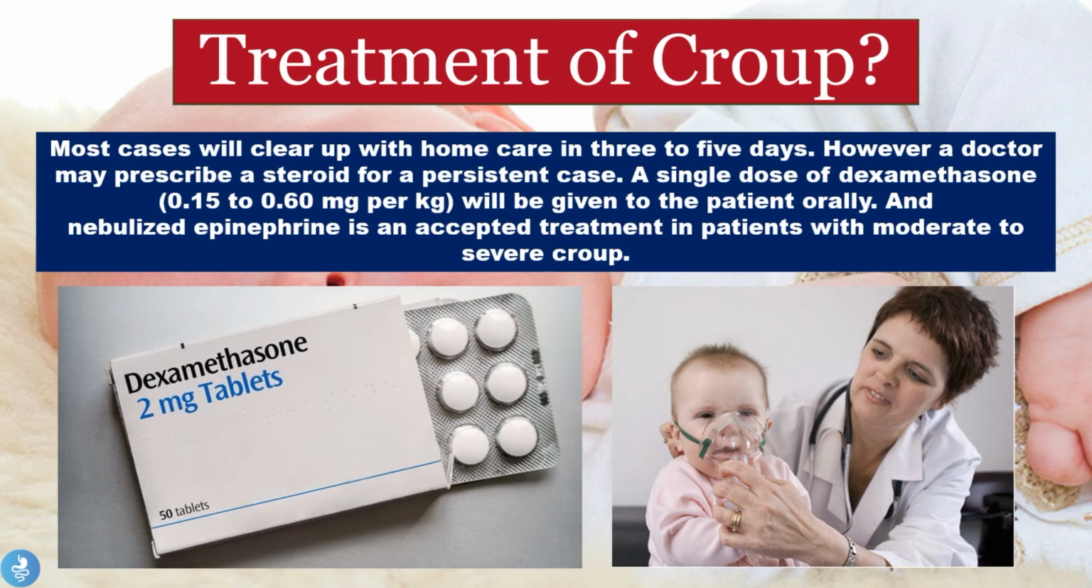And finally, let's talk about the treatment of croup. So most cases of croup will clear up with home care in about 3 to 5 days. However, a doctor may prescribe a steroid for a persistent case. A single dose of dexamethasone, usually 0.15 to 0.6 milligrams per kilogram, will be given to the patient orally, and this is usually given once off. And nebulized epinephrine is also an accepted treatment and can be given to patients with moderate to severe croup.